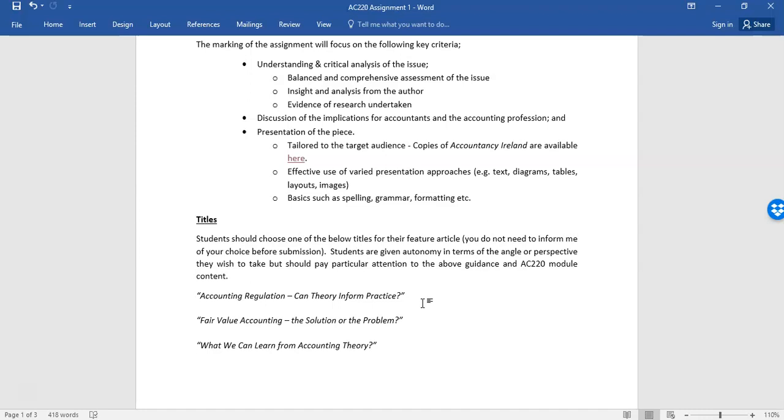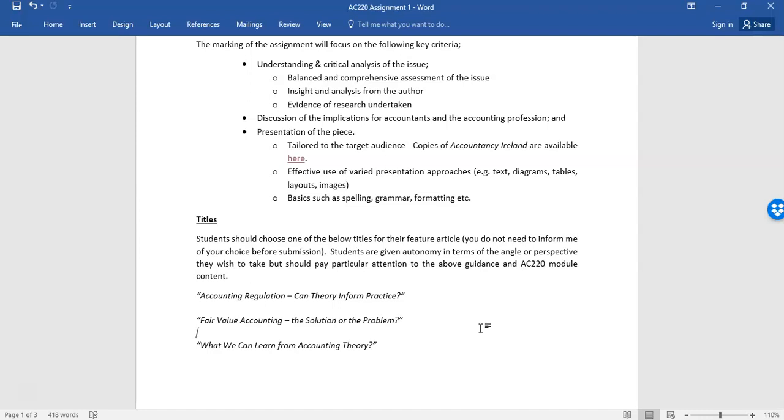If you didn't like the look of that, you might try fair value accounting, the solution of the problem. And we touched on this in one of the tutorials previously in semester 1. This is around the accounting measurement side. So moving from historical cost to fair value accounting, that's becoming very prominent in a lot of the accounting standards. But do you think it's going to be a solution to some of the problems with historical cost accounting, or maybe it's going to be a problem itself?